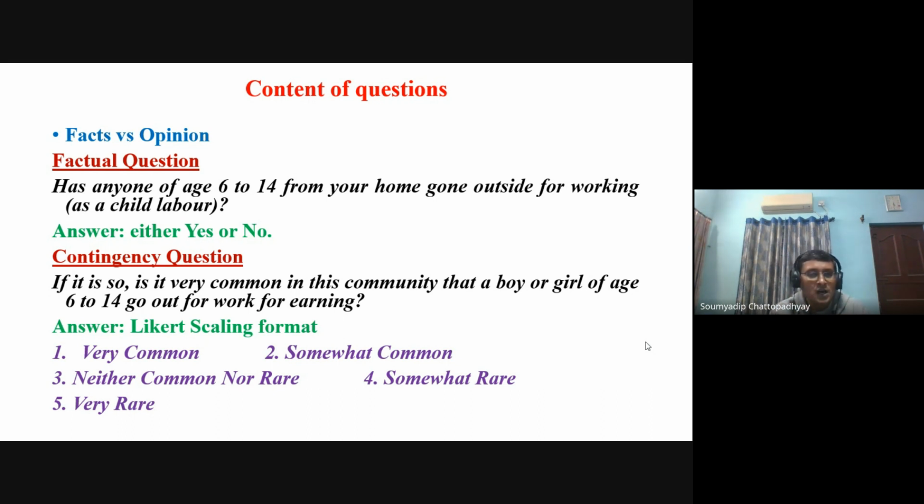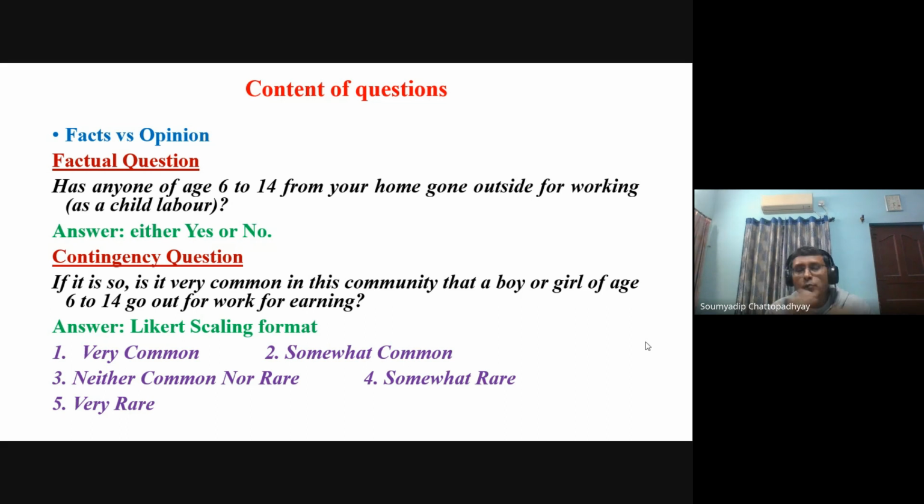So what could be the Likert scaling format? The opinion may be that the incidence is very common, somewhat common, neither common nor rare, somewhat rare, or very rare. So accordingly you need to code the possible answers in this particular way. Whenever you are forming any particular question, you need to keep in mind that in many cases the differences between these are very subtle. I'm just giving one specific example. Now you can think of numerous such examples.